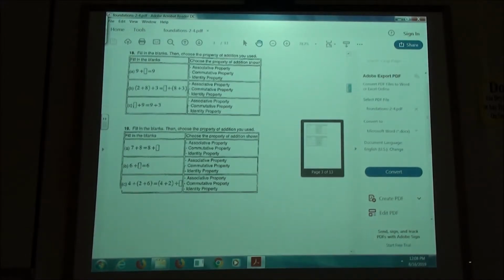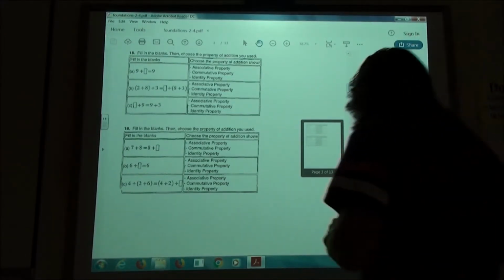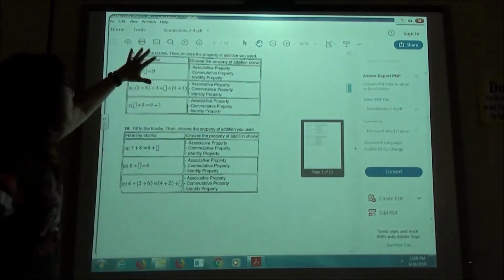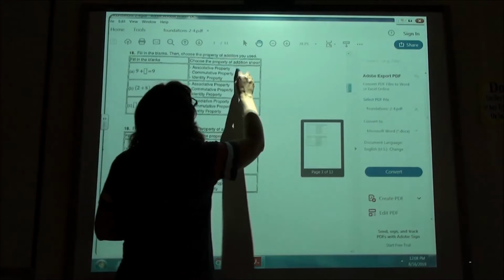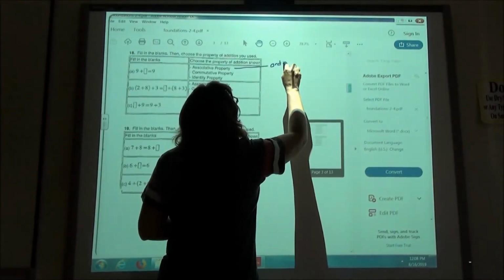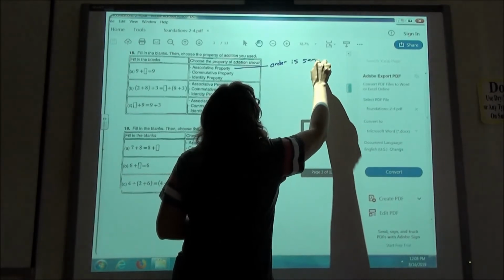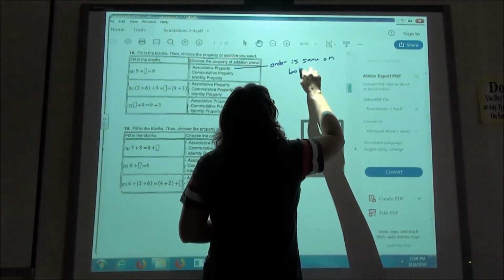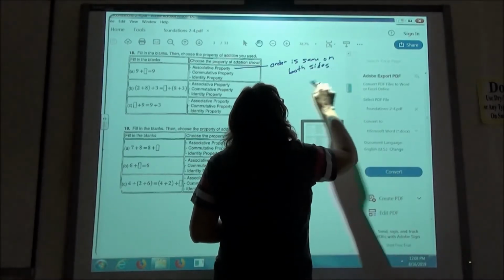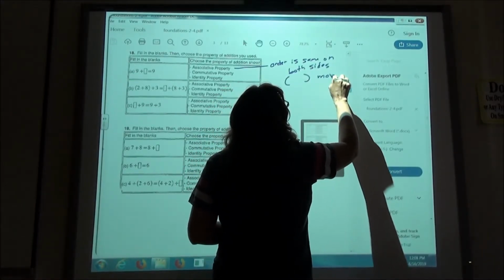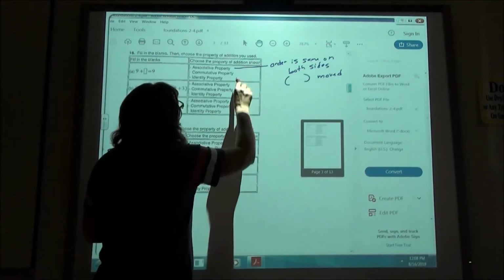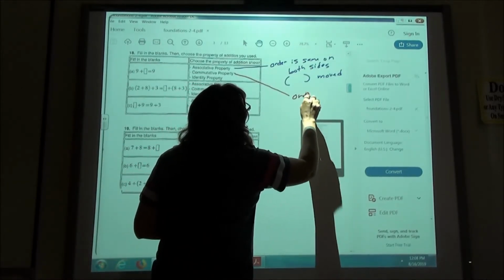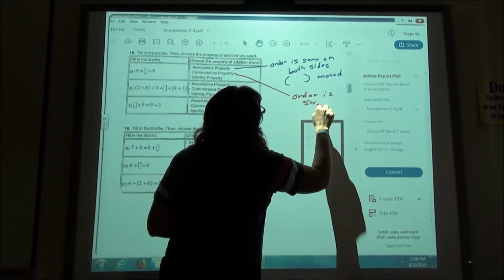Number 18 has to do with your properties of addition. On these first ones, you have the associative property, the commutative property, and the identity property. The associative property, the order is the same on both sides. The parentheses are moved around something different. The commutative property, the order is switched.